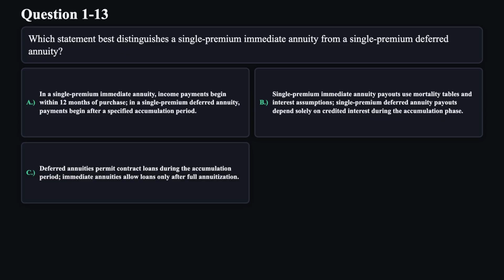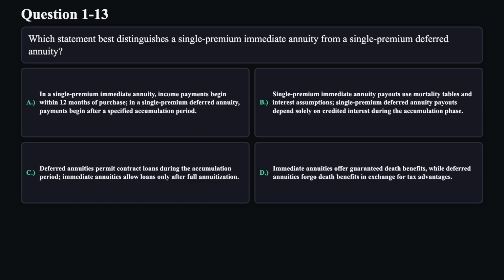C. Deferred annuities permit contract loans during the accumulation period. Immediate annuities allow loans only after full annuitization. D. Immediate annuities offer guaranteed death benefits, while deferred annuities forgo death benefits in exchange for tax advantages.